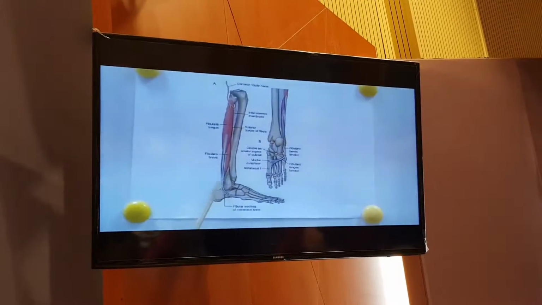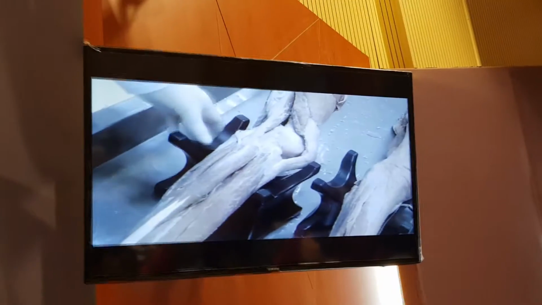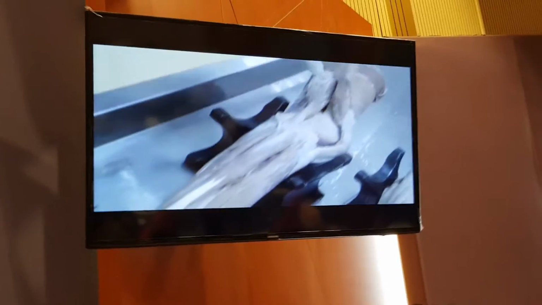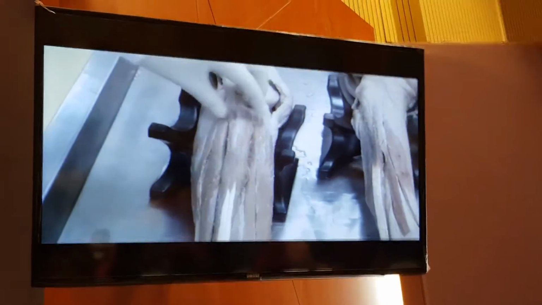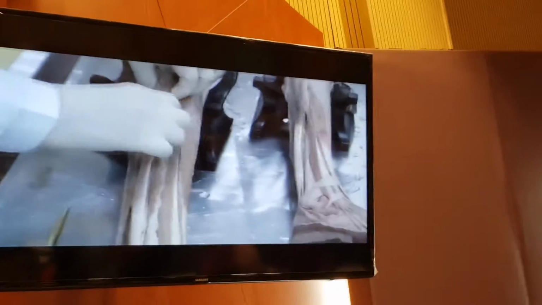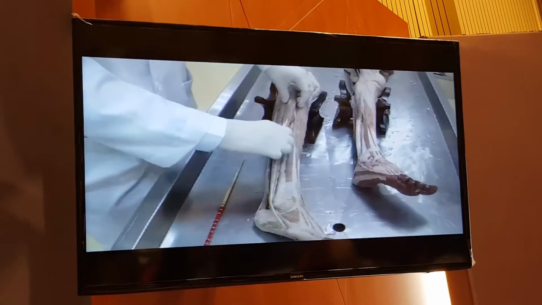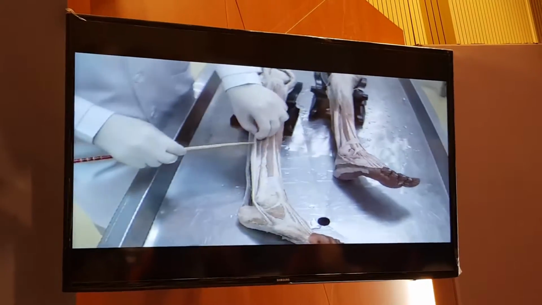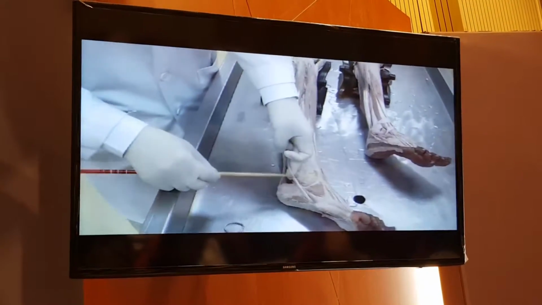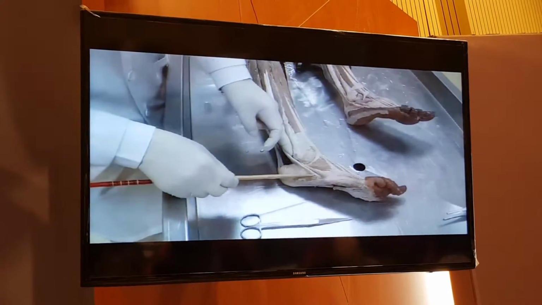Now we are going to take you to the soft tissue. We are looking at the lateral side of the leg. Here is the lateral compartment of the leg. This is the peroneus longus tendon. Here is the peroneus longus muscle. The tendon comes around the lateral malleolus and goes into the foot.